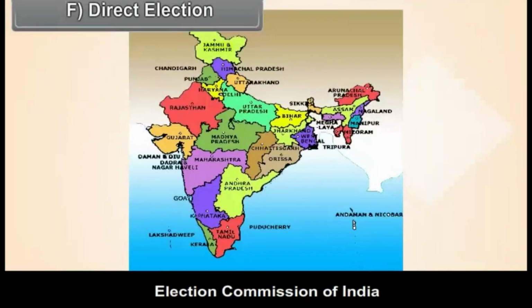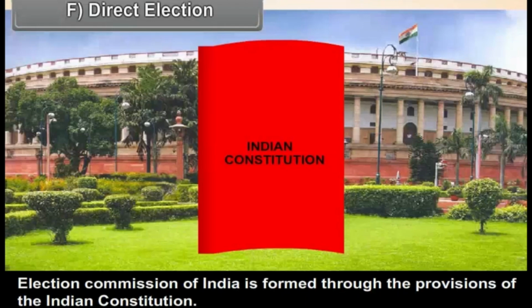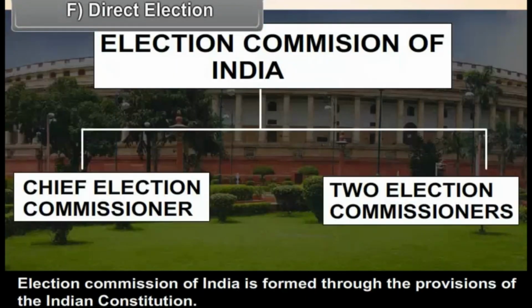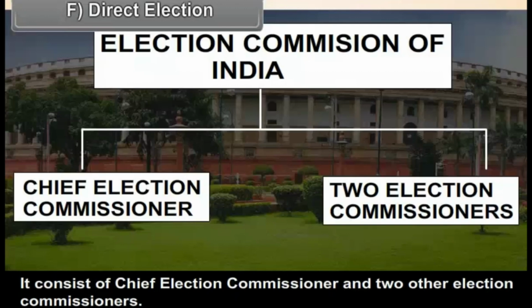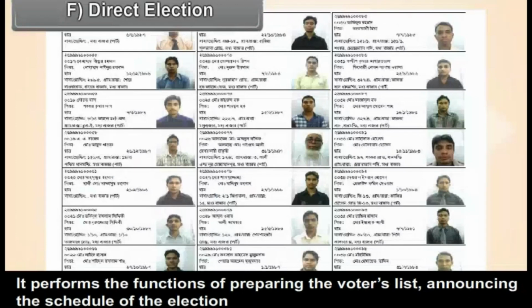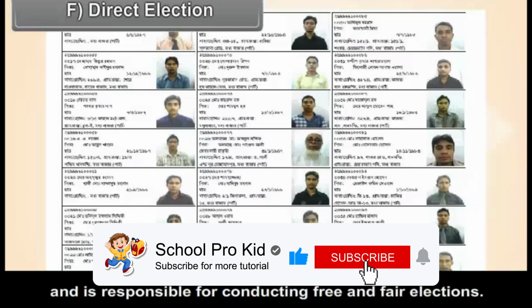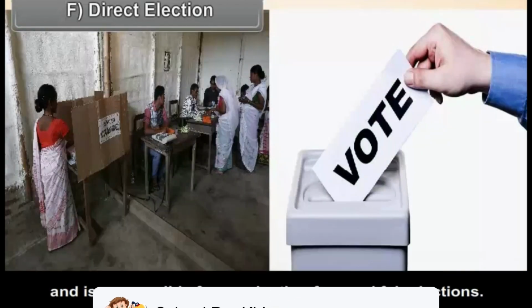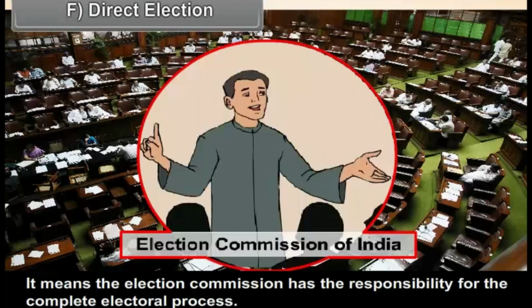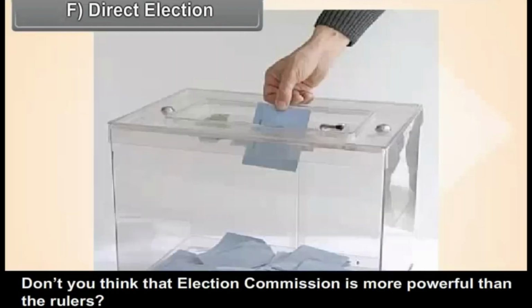Election Commission of India. Election Commission of India is formed through the provisions of the Indian Constitution. It consists of Chief Election Commissioner and 2 other election commissioners. It performs the functions of preparing the voters list, announcing the schedule of the election, and is responsible for conducting free and fair elections. It means the Election Commission has the responsibility for the complete electoral process. Don't you think that Election Commission is more powerful than the rulers?